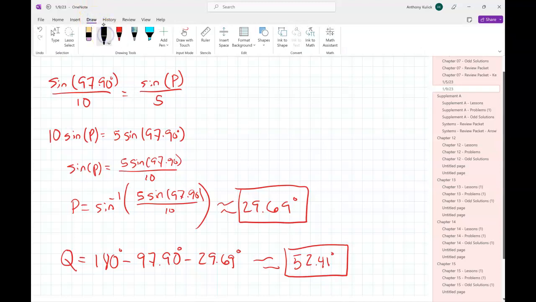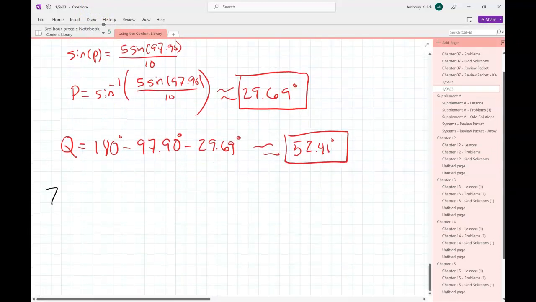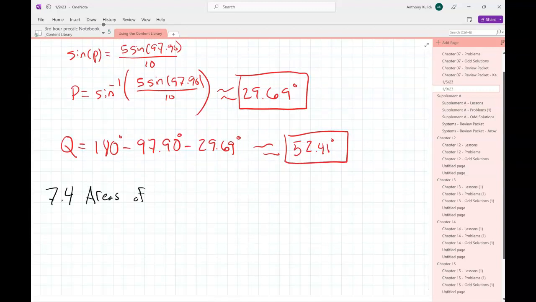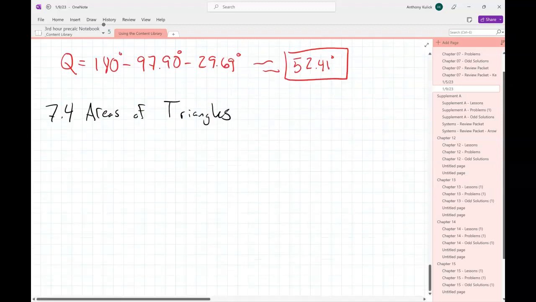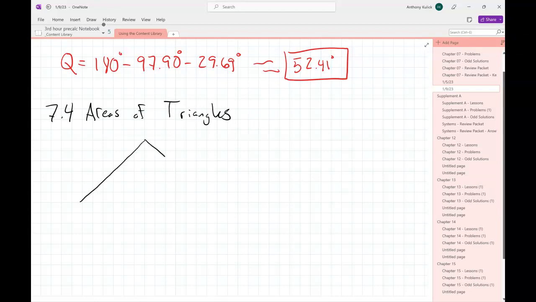All right. Last thing we need to talk about here are areas. Okay, geometry, what's the area of a triangle? A equals one half base times height. Great. Hey, that's good, right?